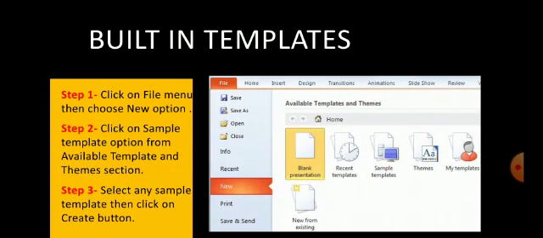Now the next topic is built-in template. What is the meaning of built-in template? It is a pre-designed template present in MS PowerPoint. If you want to add this template in your MS PowerPoint, follow these steps. Step first, click on File menu, then choose New option. Step second, click on Sample Templates option from the Available Templates and Themes section. Step third, select any sample template, then click on Create button.